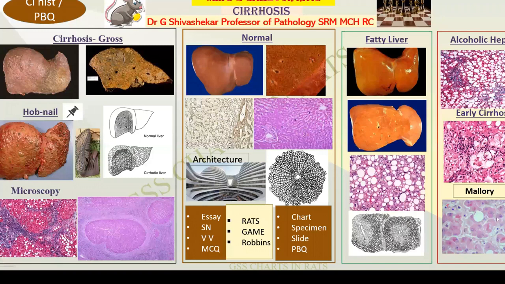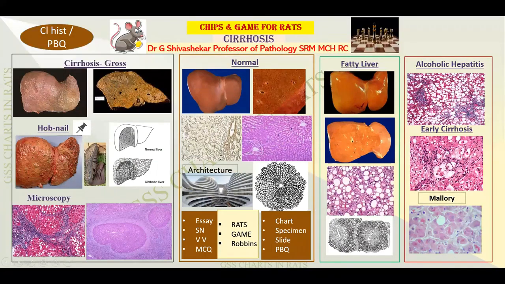So this is the summary of the entire chart. You people are seeing a fatty liver. You are seeing the normal liver. There is the early hepatitis, the Mallory's hyaline, the development of cirrhosis, the gross and microscopy, hobnail pattern, classical full-blown cirrhosis, which can all be kept as a clinical history or a problem-based question.